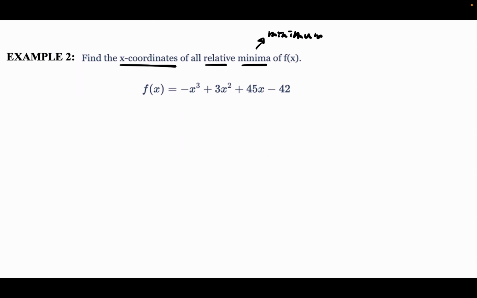So do they care about maximums? No. Minima is plural for minimums. What about for maximum? It would say maxima. Or it'll say relative extrema. If it said relative extrema, both. If it says relative minima, that's only minimums. If it says relative maxima, that would be maximums.